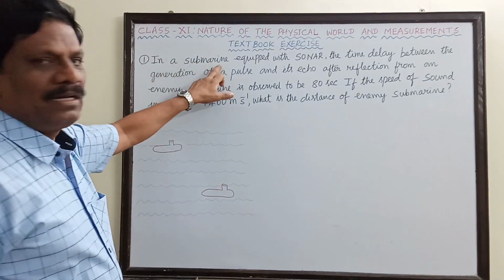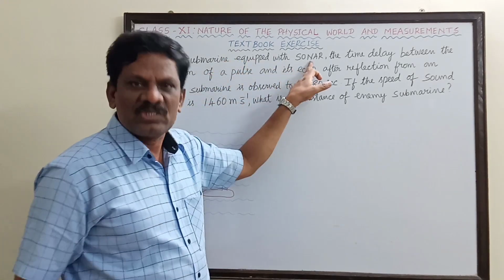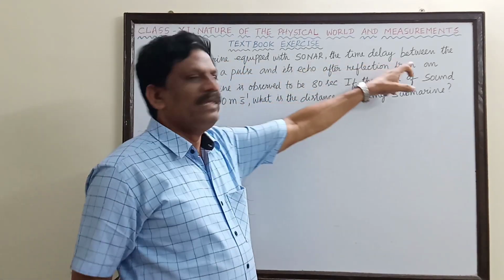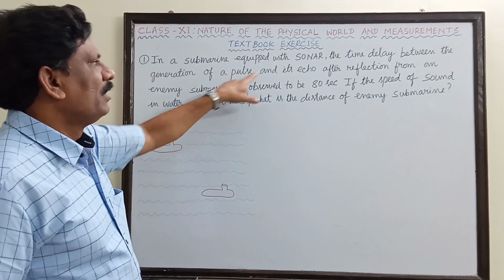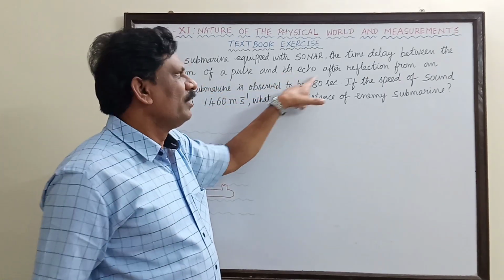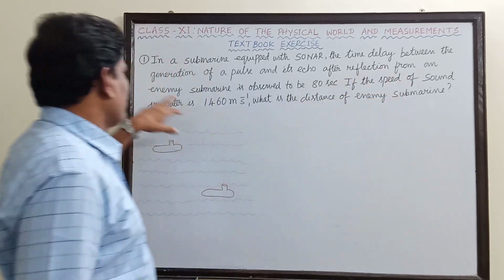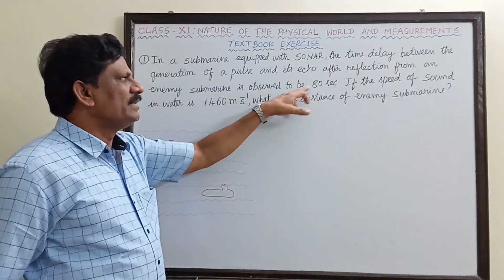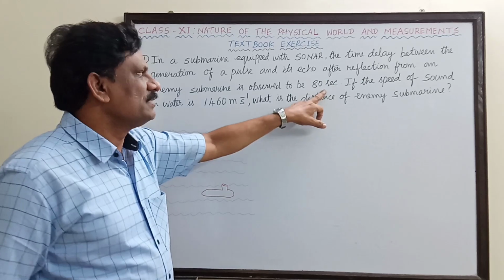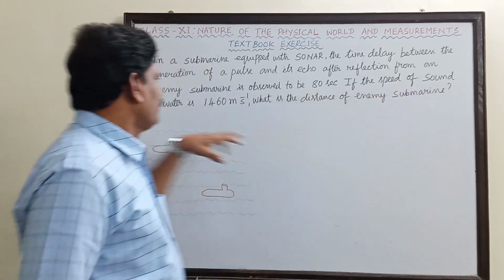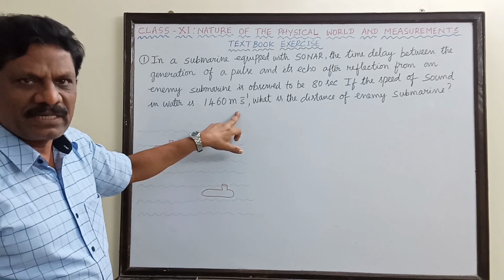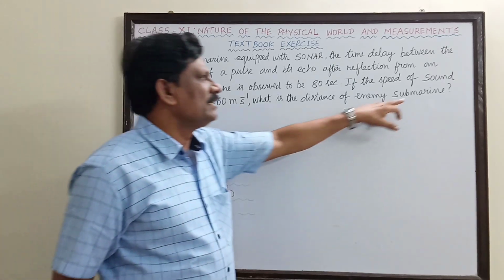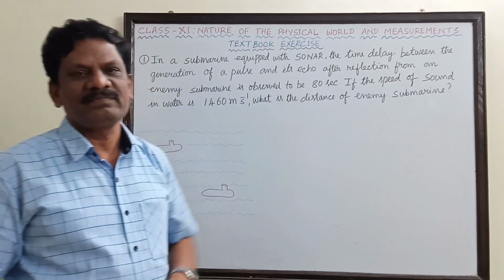In a submarine equipped with sonar, the time delay between the generation of a pulse and its echo after reflection from an enemy submarine is observed to be 80 seconds. If the speed of sound in water is 1460 meter per second, what is the distance of the enemy submarine?